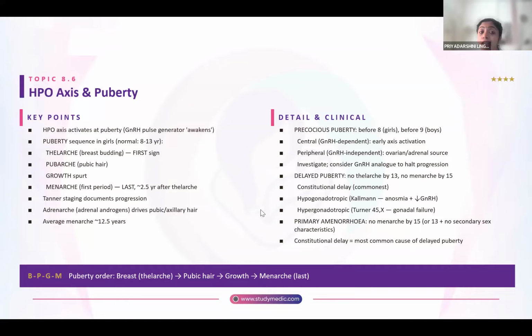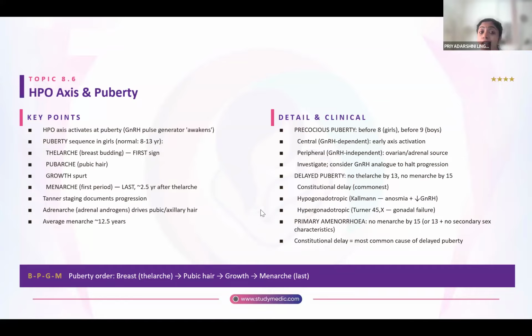Now, let's look into the common questions that you can expect in puberty and pubertal disorder. First thing is, what is the first sign of puberty? First sign of puberty is thelarche. Thelarche is nothing but breast bud formation. Second thing, which is the last event or what is the average age of menarche? Menarche is the last event to come, and normal puberty is 8 to 13, less than 8 years is precocious puberty, and if there is no breast budding by 13 years, think of delayed puberty.